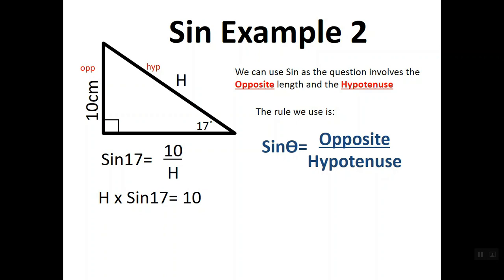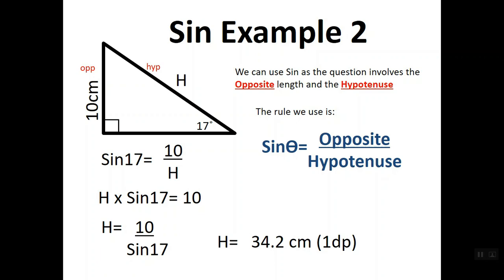Now I need to get rid of that sine 17, guys, because remember we need that h by itself. So the h is being multiplied by sine 17, so to get rid of it, it means that I need to divide both sides of my equation by sine 17 degrees. Let's do that, see what happens. So now I have h is equal to 10 divided by sine 17, and I put that in my calculator. I should get an answer of 34.2 centimeters, and that's correct to 1 decimal place.